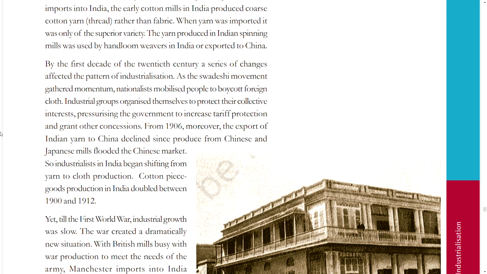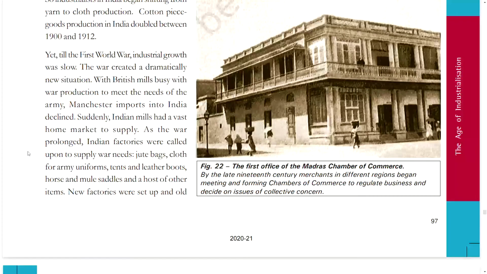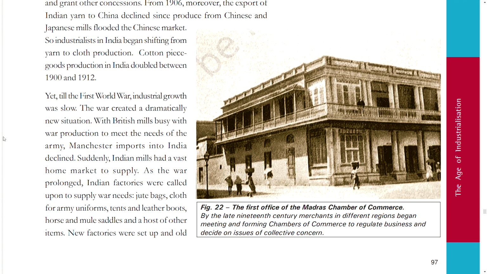From 1906, the export of Indian yarn to China declined since produce from Chinese and Japanese mills flooded the Chinese market. So industrialists in India began shifting from yarn to cloth production. Cotton piece goods production in India doubled between 1900 and 1912. Yet, till the First World War, industrial growth was slow.